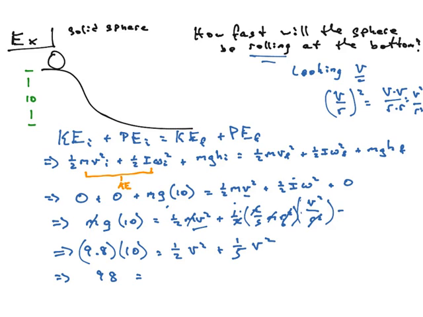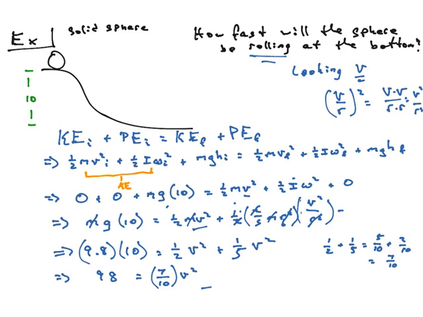fraction math. You have to remember, how do you add fractions together? 1/2 plus 1/5. You have to get common denominators. What's the common denominator? 10. So 1/2 becomes 5 over 10, and 1/5 becomes 2 over 10. So 5 over 10 plus 2 over 10 is 7 over 10. So 1/2 V squared plus 1/5 V squared is 7 over 10 V squared.